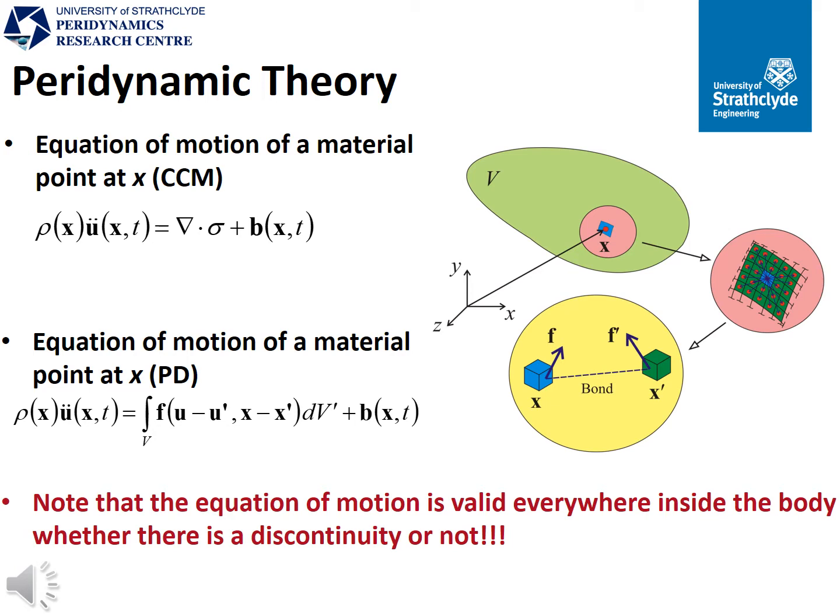In order to overcome this problem, in peridynamics, we replace this problematic term with an integration. Since this is an integral equation, it is always valid even if there is a crack in the structure or not. Here, instead of traction vectors, we have peridynamic forces between material points, as shown in the second equation in the slide.